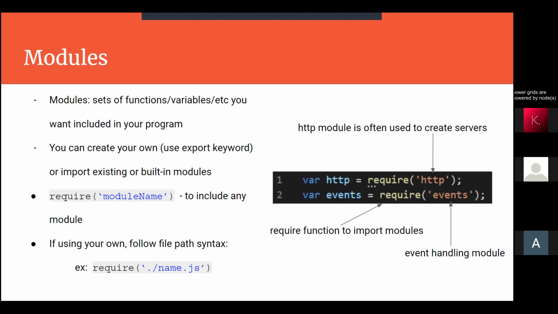As I mentioned, you can create your own modules by writing some functions or declaring some variables and then using the export keyword. I'm not 100% sure of the syntax, but one way that you can export a function that you create would be module.exports followed by the name of the function. So that's just one way to do it. Or you can choose to import an existing module.